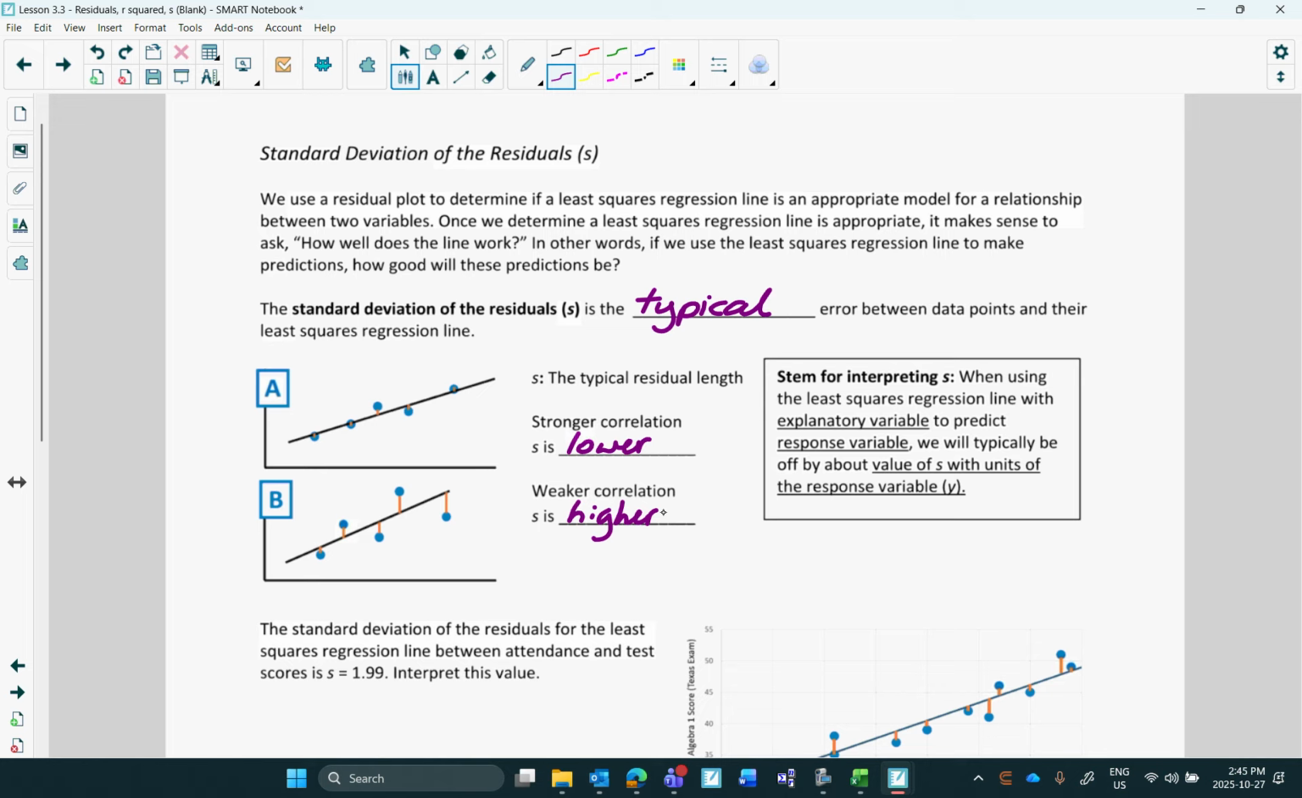Here's how we interpret it. This is the sentence that you use when you are asked to interpret the standard deviation of the residuals. You would say, when using the least squares regression line with whatever the explanatory variable is to predict whatever the response variable is, we will typically be off by about how many units of the response variable.